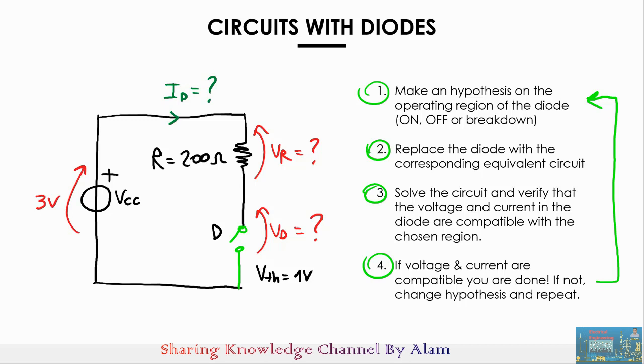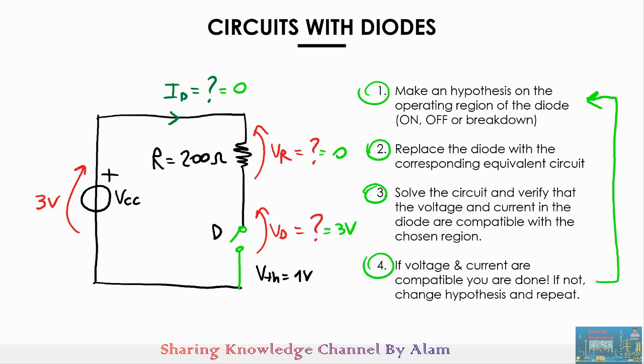Now, at this point, there's no more diode in the circuit, so we can easily solve the circuit using Ohm's law and the Kirchhoff laws. Because the diode was replaced by an open switch, the current will have to be zero. So ID, in this case, will be equal to zero. But if ID is equal to zero, VR will also be equal to zero. Now, if you apply the Kirchhoff voltage law, it will be very easy to determine that if VR is equal to zero, VD has to be equal to 3 volts.